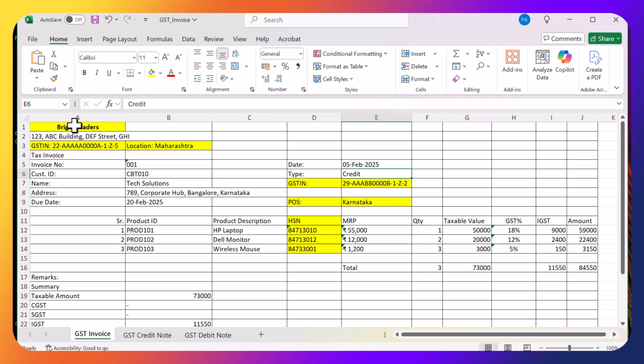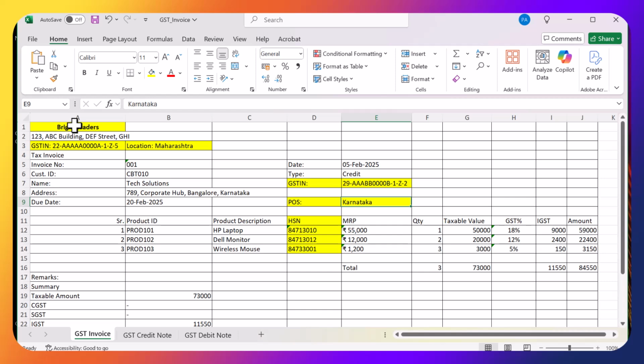Then the GSTN number of Tax Solutions. Then the point of supply, which is Karnataka, where the goods are being sent. Point of sale, or supply, is Karnataka. So that means goods are moving from Maharashtra to Karnataka. So it will carry an IGST.